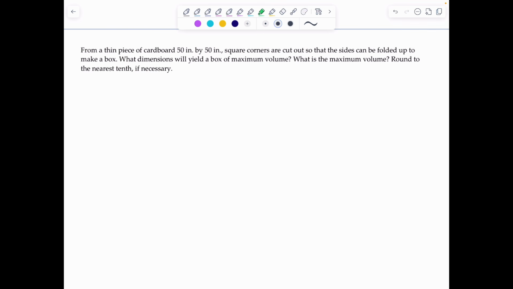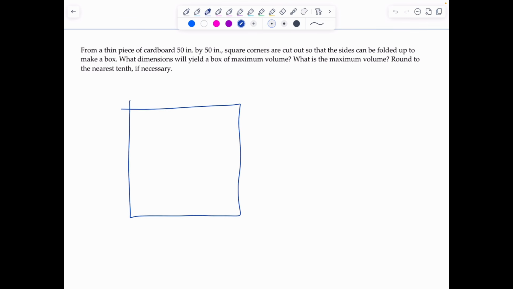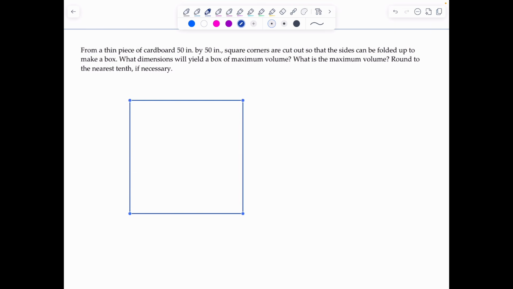Okay, here we go. From a thin piece of cardboard, 50 inches by 50 inches, square corners are cut out so the sides can be folded up to make a box. What dimensions will yield a box of max volume? What is the max volume? Round to the nearest tenth if necessary.